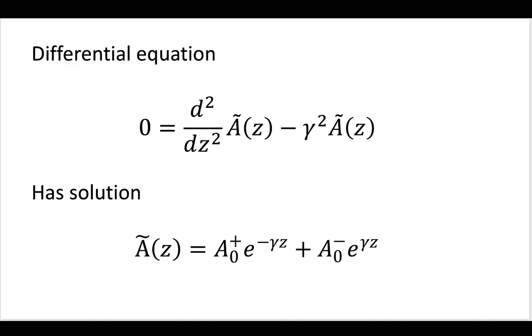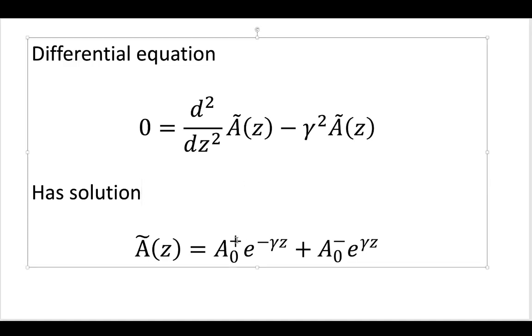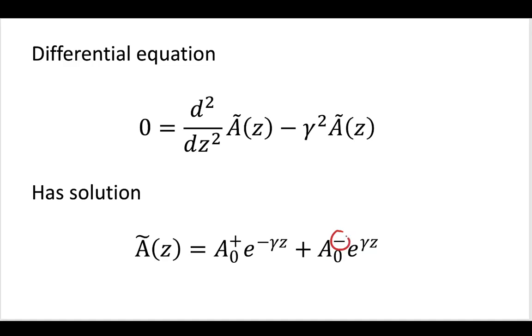There is a first part, which we consider to be the forward traveling part, and the second part, which we consider to be the reverse traveling. And we denote the reverse with the minus, the forward with the plus, and we see that the forward traveling wave has a minus in the exponent, whereas the reverse one has a plus in the exponent.